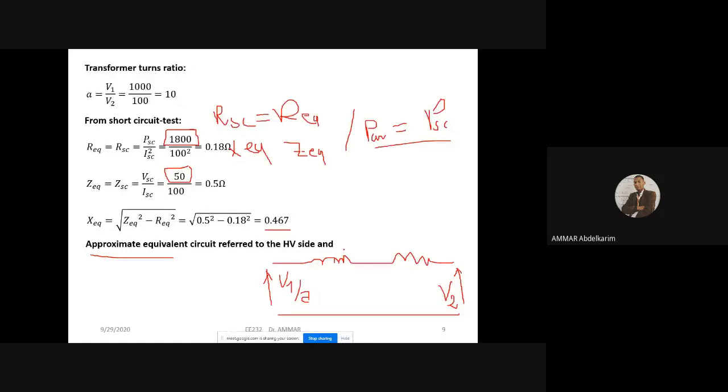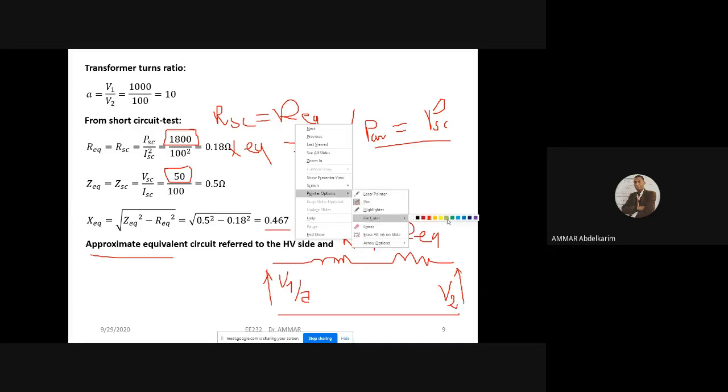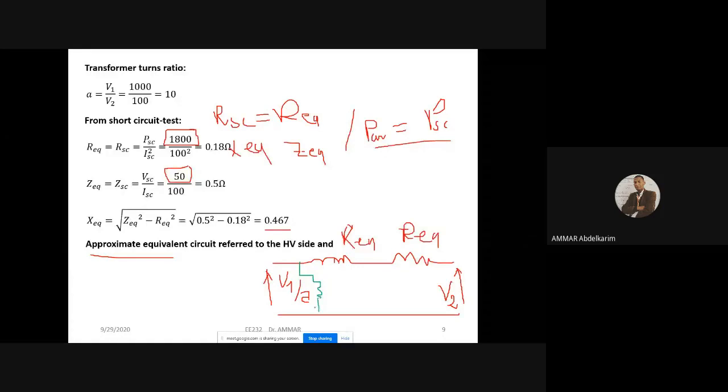And this one is X equivalent, and this one is R equivalent. Also, of course, we have the parallel branch here and here.